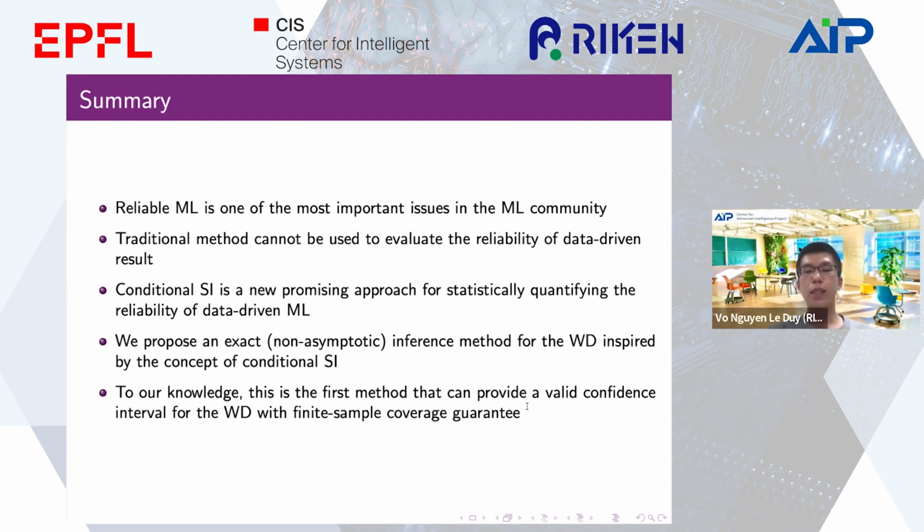In the case of Wasserstein distance, the optimal coupling is data-driven. Then to remove the data selection bias, we can condition on the optimal coupling, and by conditioning on the optimal coupling, we can derive the exact sampling distribution of the test statistic of the Wasserstein distance. Which then we can use to compute the confidence interval for the Wasserstein distance.